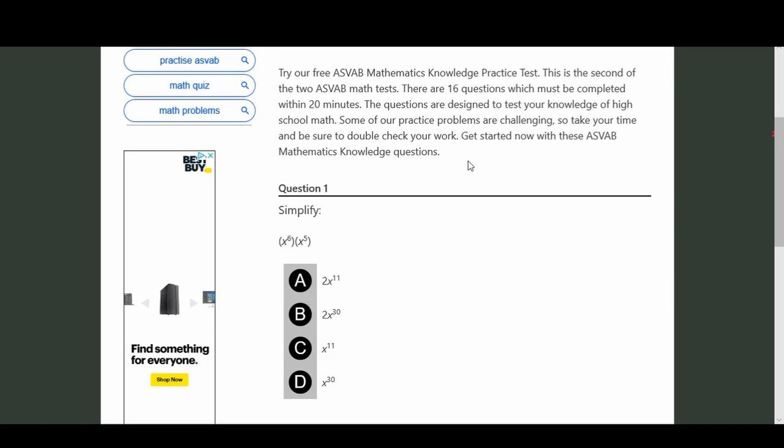Question number 1 says simplify. It's x to the 6th times x to the 5th. In order to do this problem, you have to know the laws of exponents. Specifically, you have to know this one. A to the m times a to the n is equal to a to the m plus n. As you can see, that's what we have in this case. So we have x to the 6th times x to the 5th. So that's simply going to become x to the 6 plus 5, which is x to the 11th. Okay, so that's this one.